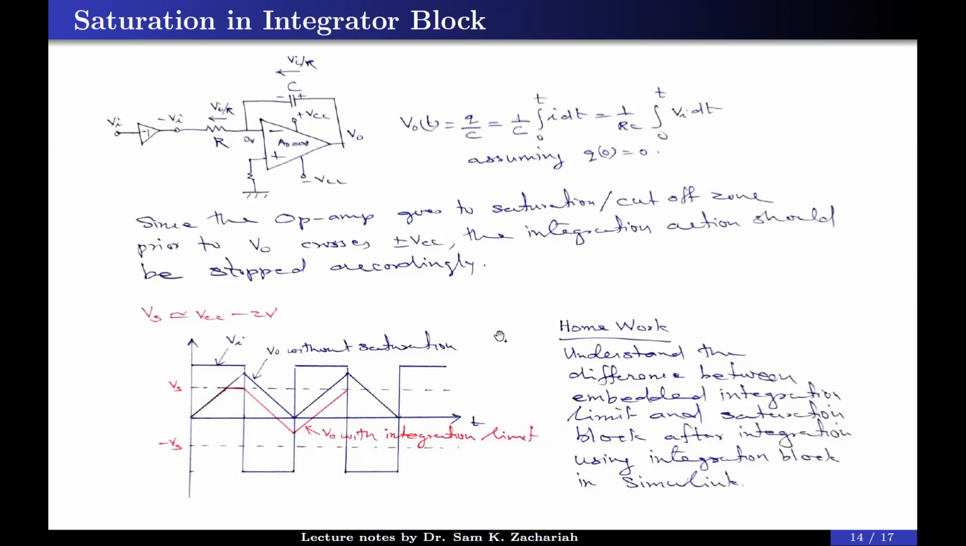I hope you understood how the limit is coming during the process of integration. Sir, how is the red graph better than the black one?